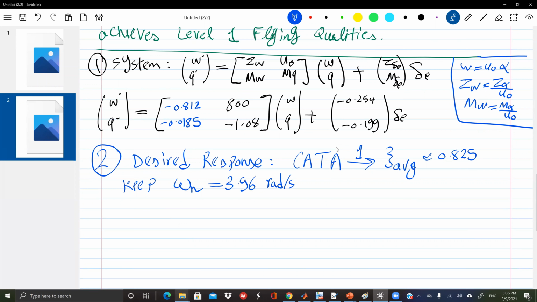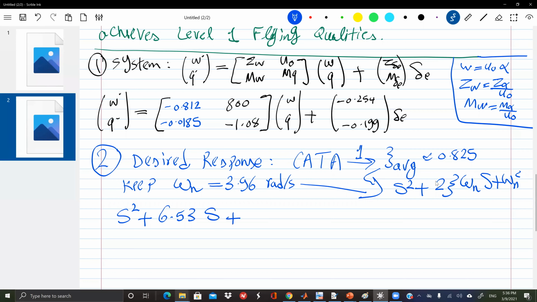These two pieces of information immediately give you what? The characteristic equation, s squared plus 2 zeta omega n s plus omega n squared. So my desired characteristic equation is s squared plus, multiply please, 2 times zeta times omega n, this is 6.53, s plus omega n squared, this is 15.68. This is the desired characteristic equation.